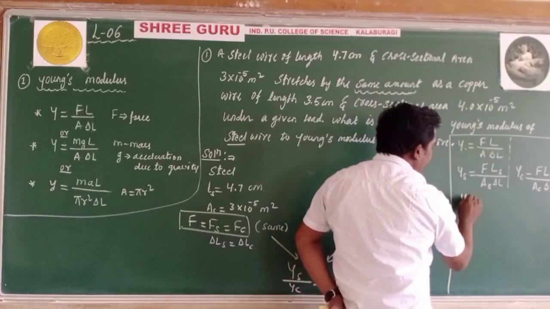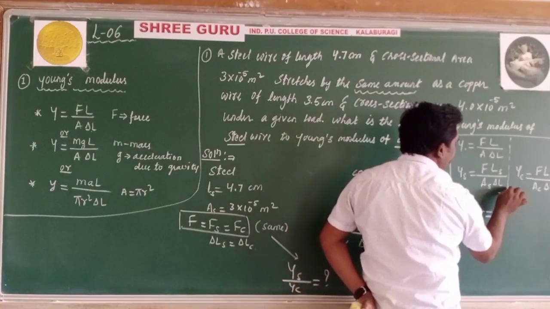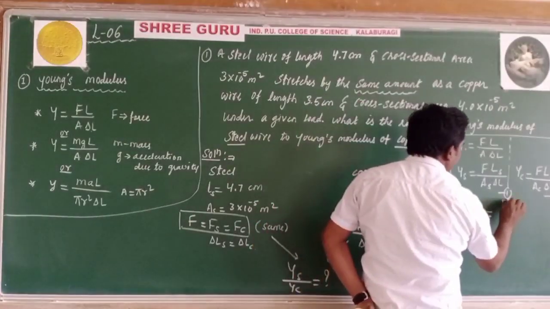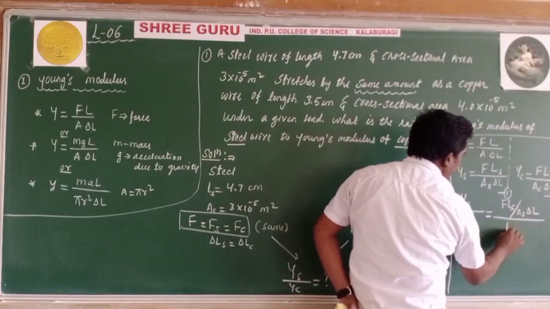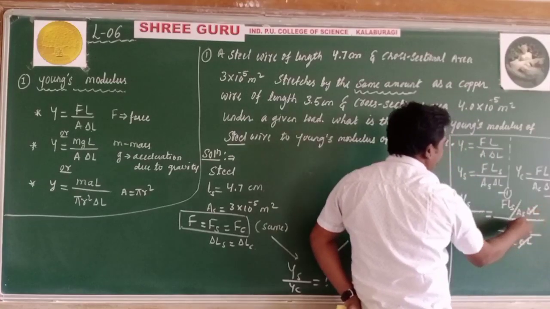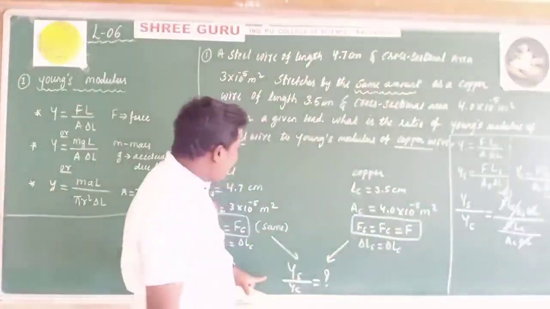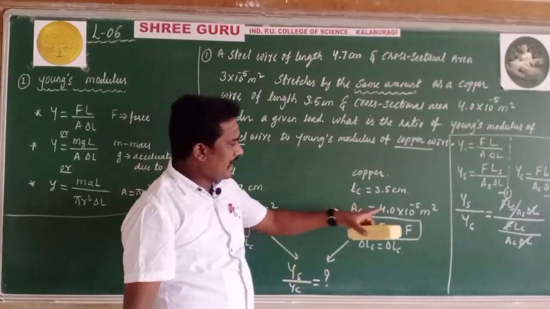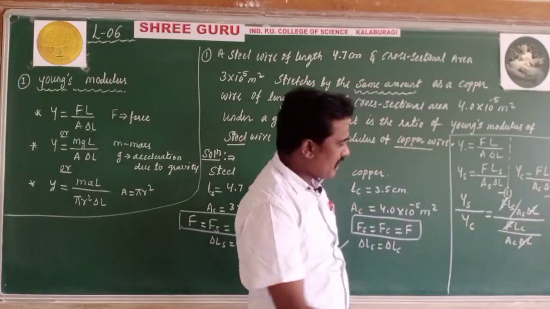Just mention in ratio form: Young's modulus of steel to Young's modulus of copper. Just consider equation number 1 and equation number 2. Just divide these two formulas. FLS divided by AS into delta L, whole divided by FLC divided by AC into delta L. Delta L, delta L, F, F, these things are going to cancel. Why? The load applied is same. Under a given same load, the load applied on the copper wire and steel rod is same, and they stretch the same amount. Delta LS and delta LC are also same. That's why those are going to cancel.